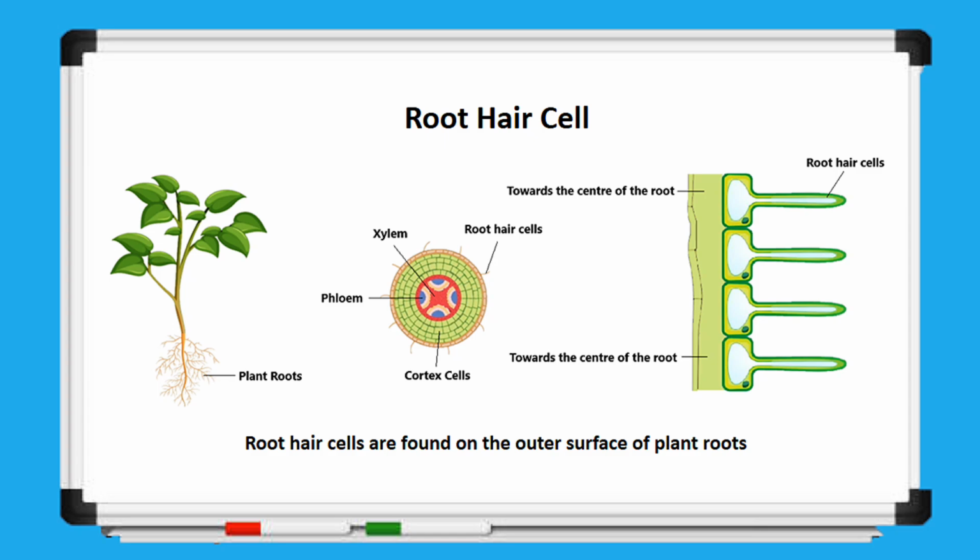This directly connects to what we've learned. Root hairs increase surface area, absorb water by osmosis, and take in minerals through active transport.